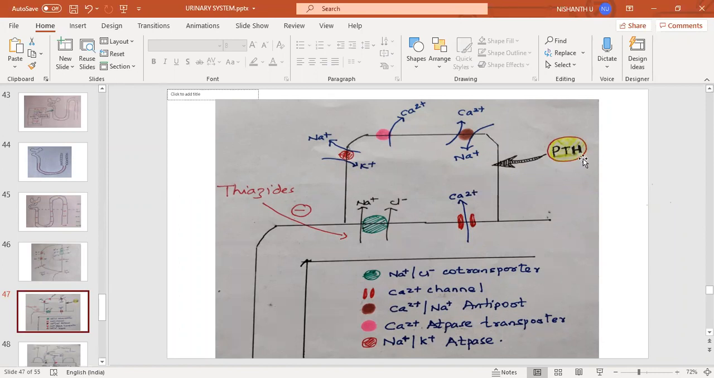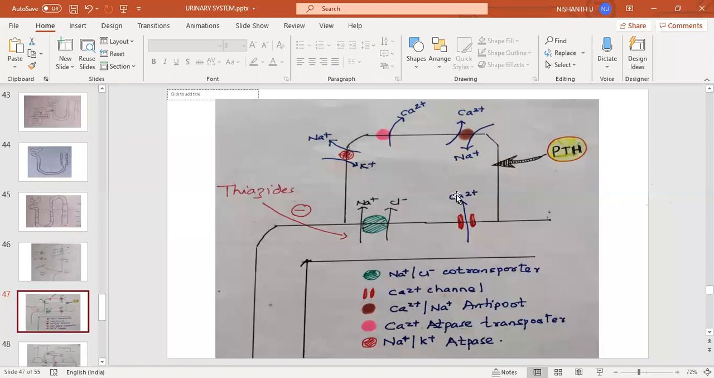That means always this parathyroid hormone will be present here in the kidney? No, it will not be present. Only when the calcium levels in the blood are low, repeat again, when the blood calcium levels are very low, then the parathyroid hormone will get activated and it will promote the reabsorption of calcium in this particular area.